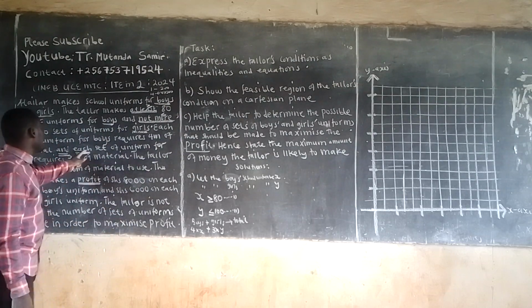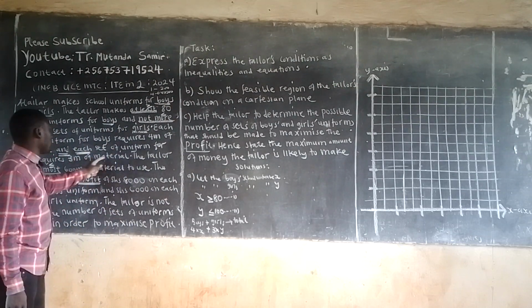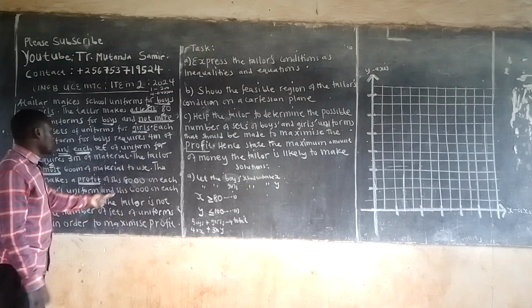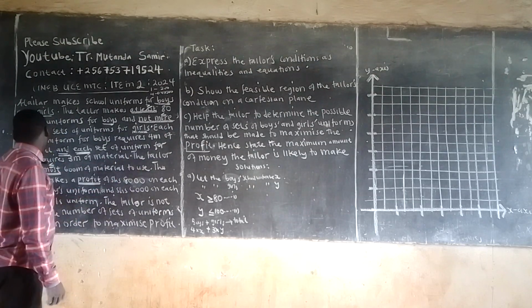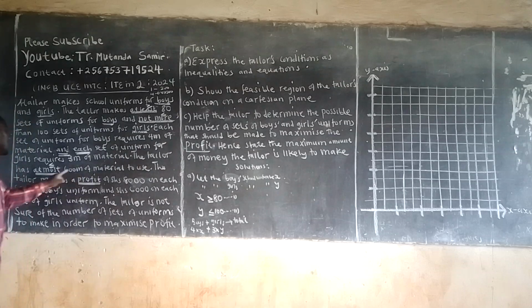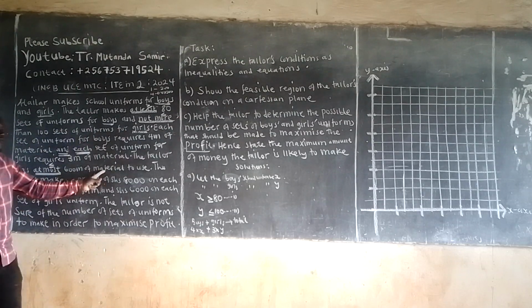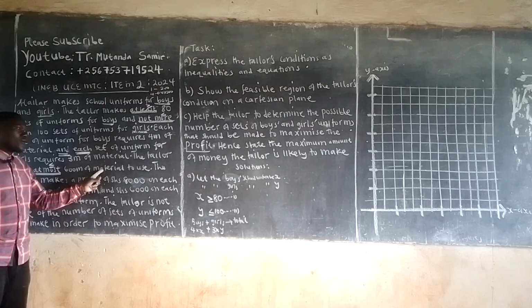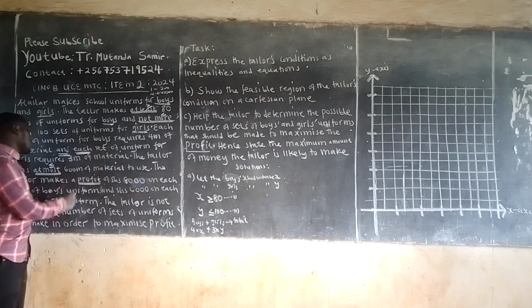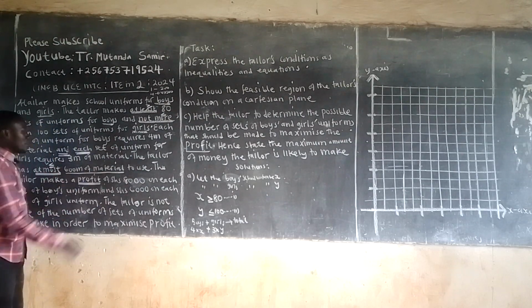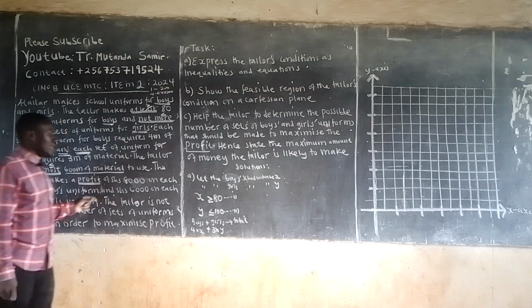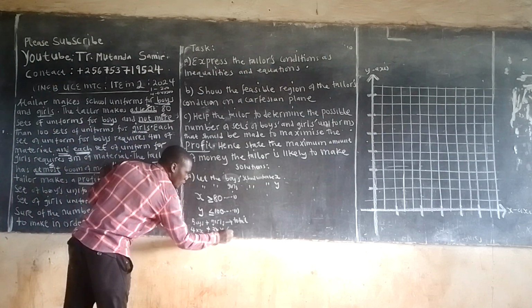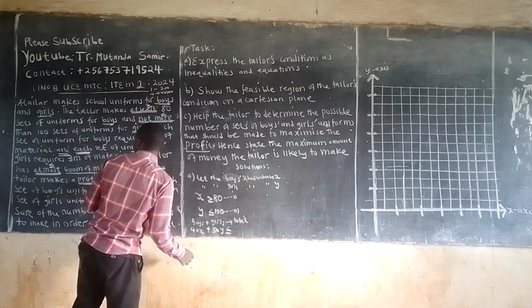Okay, let's proceed. Each set of uniform for girls requires 3 meters of material. Full stop. Now, we don't have a total, but proceeding the same. The tailor has at most 600 meters. This is what the tailor is having in total. Because they have not specified, be careful, has at most 600 meters of material. They have not specified material for what? For girls or for boys. Where they have not specified, this means that this is the total for these people here. But at most means what? Less than or equal.